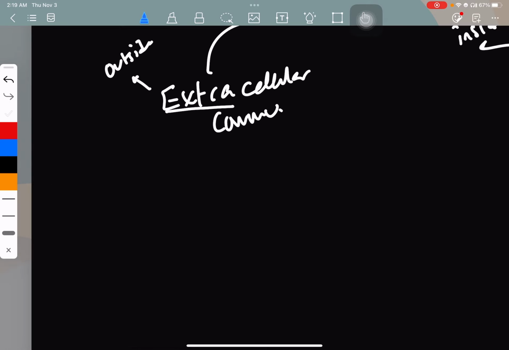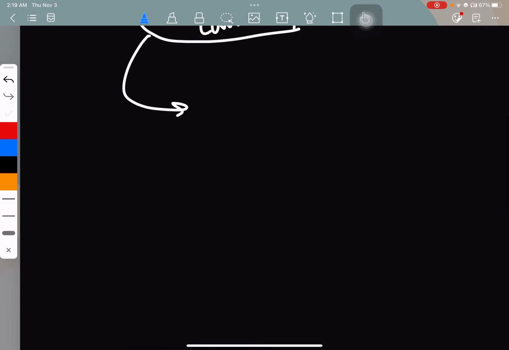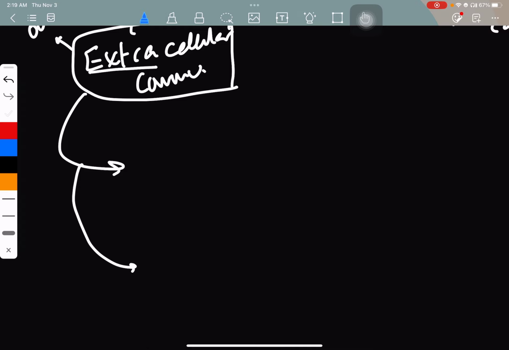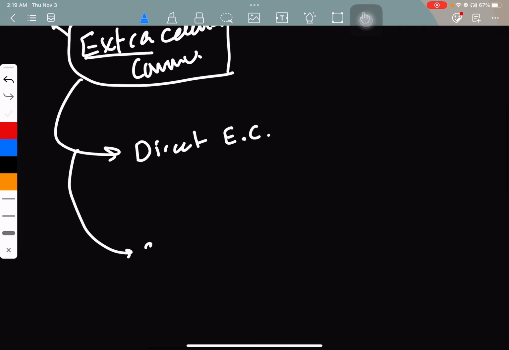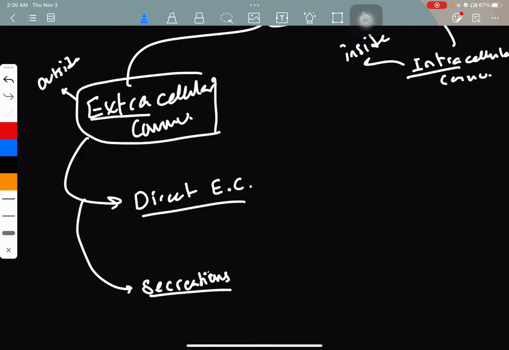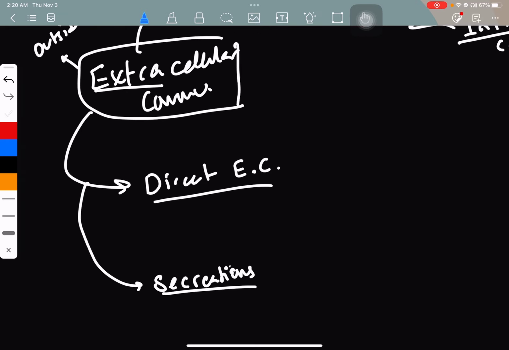Your extracellular communication can be broken down into two types. Now these are just the basics. This is just an overview, a bird's eye view of what's happening. We're not going to get to the details in this video. You have your direct extracellular communication, and the second one is secretions. Secretions allow us to transmit the signal between the cells.